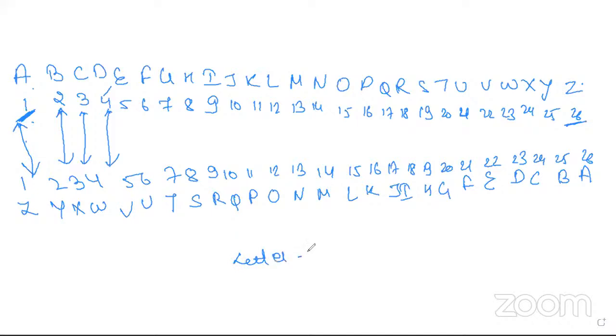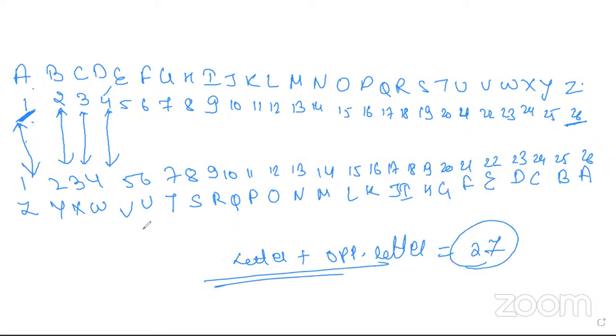Letter plus opposite letter will always give you a sum of 27. For example, M. What is the value of M? 13. Plus, I don't know the opposite letter of M, so let it be a question mark, equals 27. So the question mark will be 27 minus 13, which is 14. That means 14 is the value of which letter? N. So M and N are opposites. See, here M came, here.